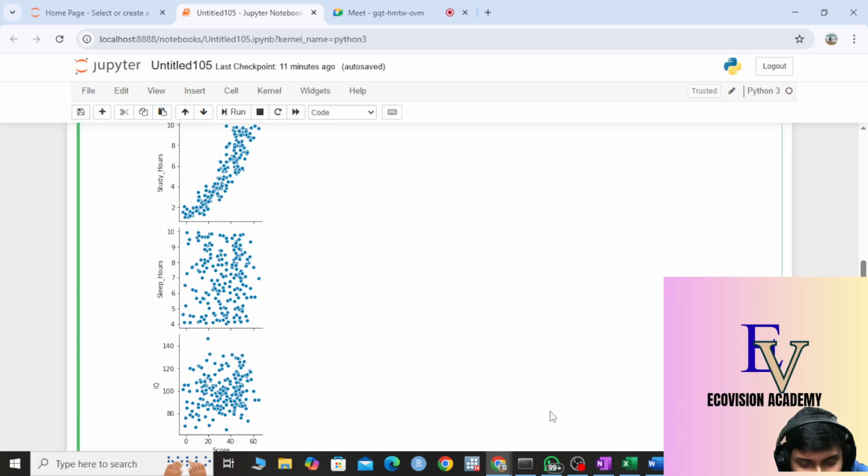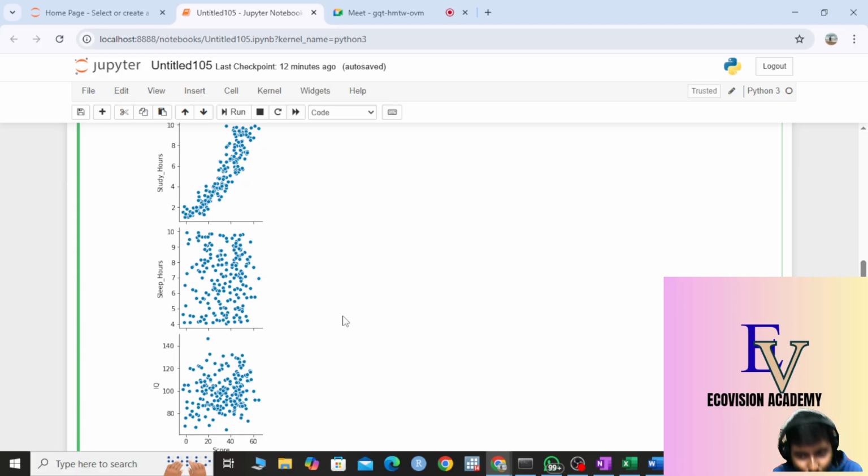Sir, it seems positive. Yes, one kind of positive, but there is a very big contradiction. What kind of contradiction? As you can see, there are some pupils whose score is very low but sleep hours are very high. There are some pupils whose scores are very high, and sleep hours are also high. So we cannot exactly tell whether there exists a linear trend or not.